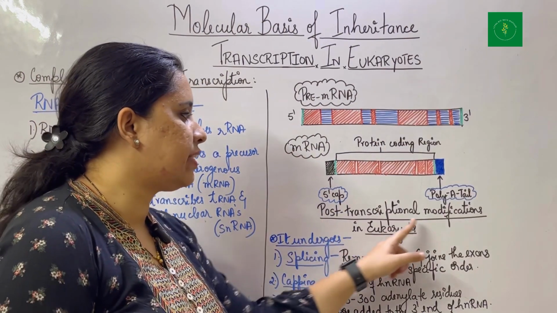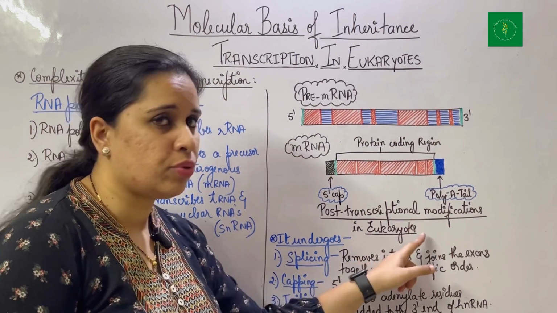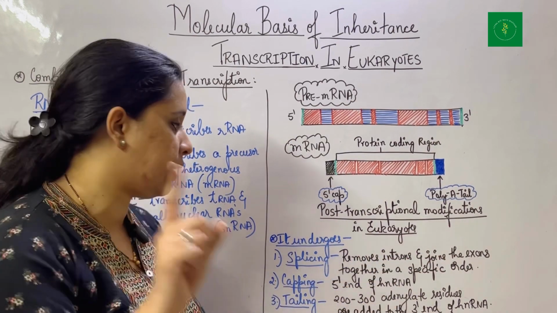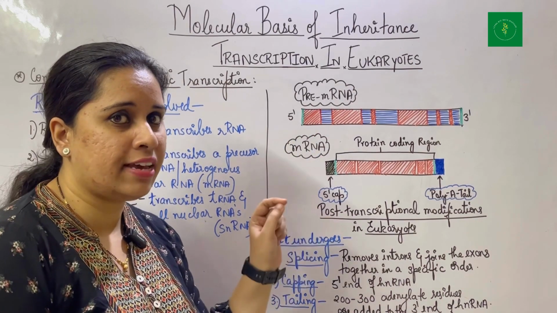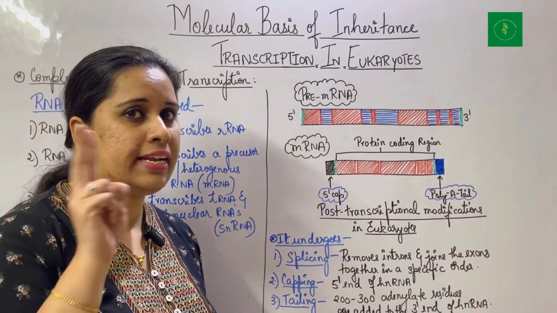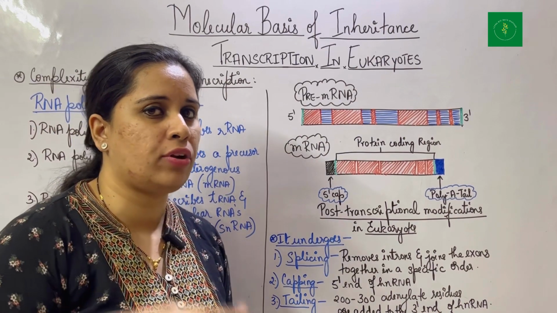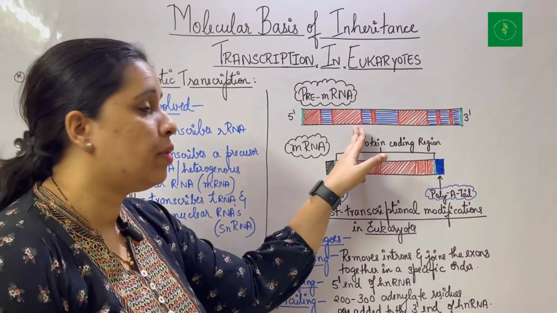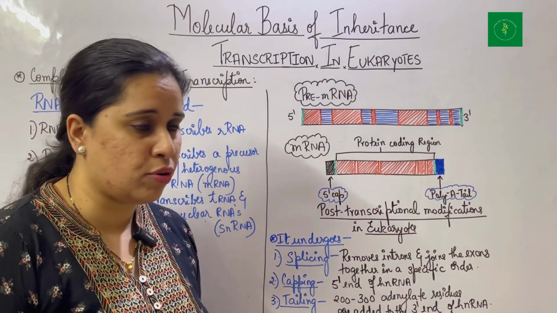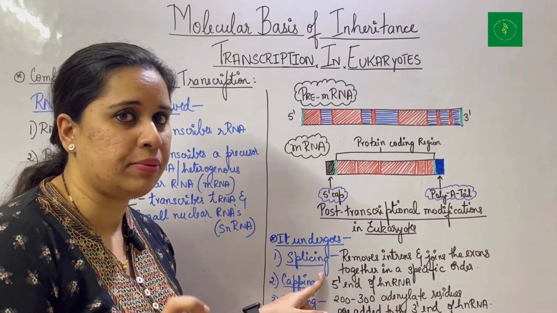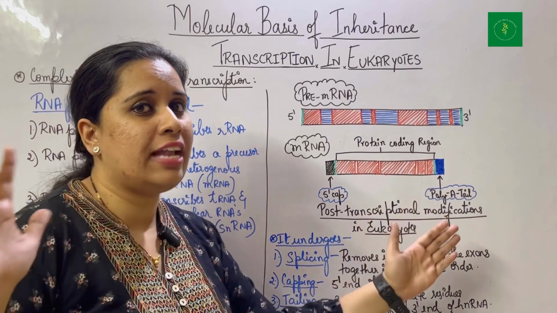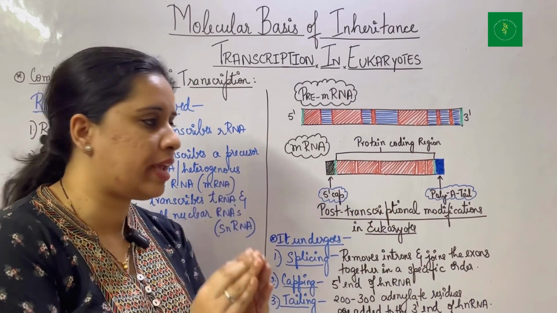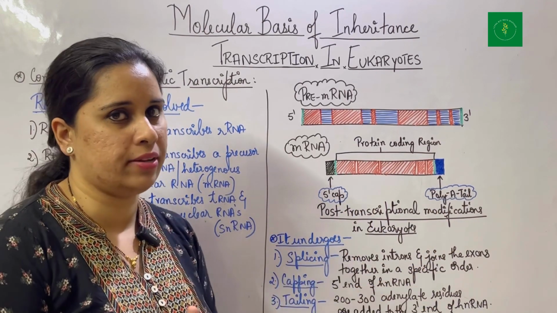The post-transcriptional modifications in eukaryotes undergo the first step, splicing. Now, the pre-mRNA, as I've told you, is non-functional. It involves both introns and exons. The introns have to be removed, so splicing has to happen. It is a process of removal of the introns and joining the exons together in a specific order.